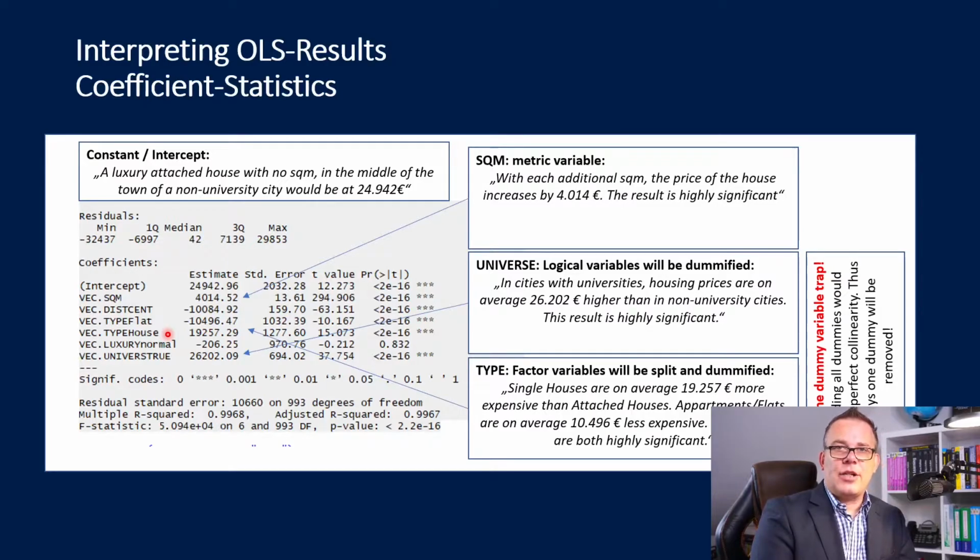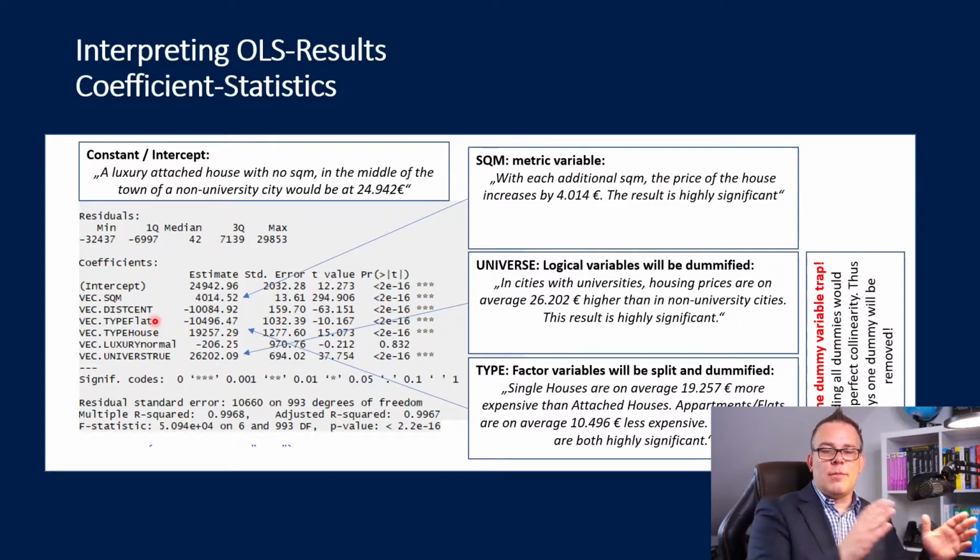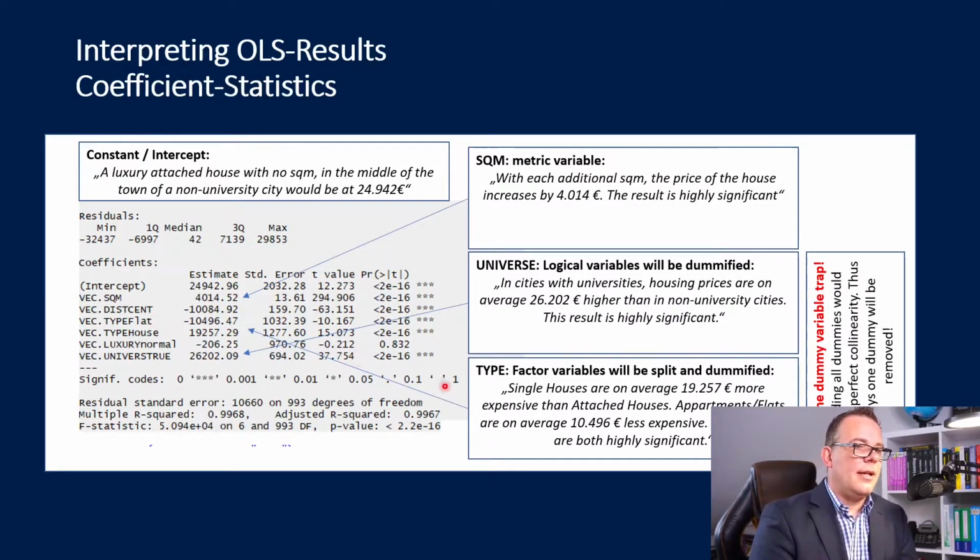Now, of course, the attached house that is left out here is the basis for comparison. So the flats or apartments will be compared to the attached house, and the single houses will be compared to the attached house. Our interpretation is that single houses are on average 19,257 euro more expensive than attached houses. Apartments or flats are on average 10,496 euro less expensive. It's a minus in front. These results are both highly significant.